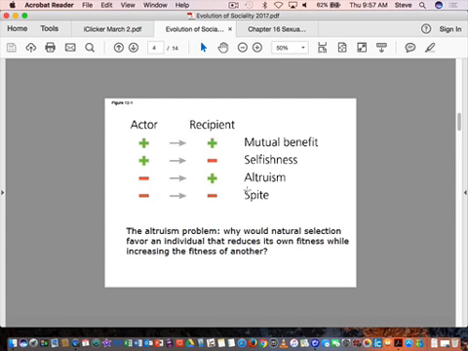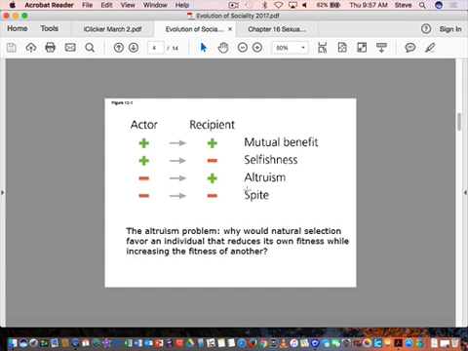This is the one we're kind of interested in, where an actor does something and it reduces their fitness, but it comes at a benefit to the recipient. This is what we call altruism. So the altruism problem is pretty simple, and this was written about in the mid-60s, and a lot of models were developed. Why would natural selection favor an individual that reduces its own fitness while increasing the fitness of another? So that's what we consider altruism in an evolutionary sense, the case where an individual does something that reduces its fitness but increases the fitness of another. Okay?